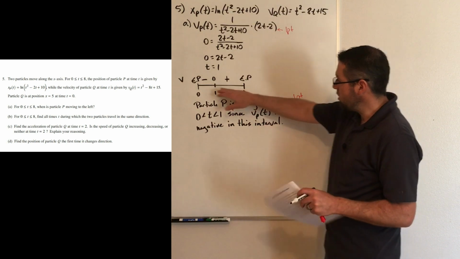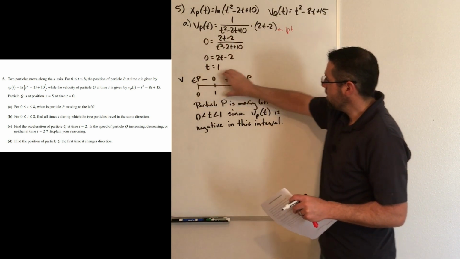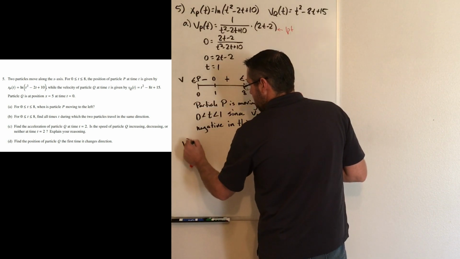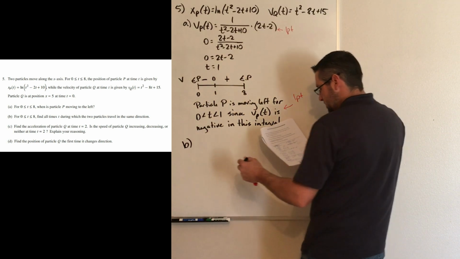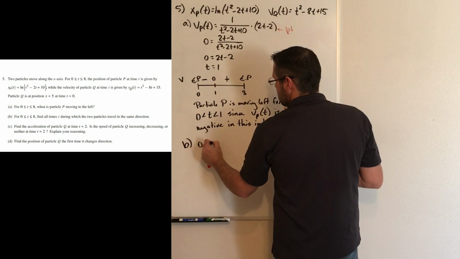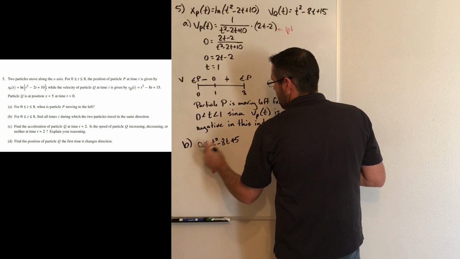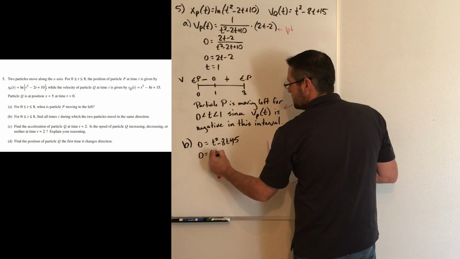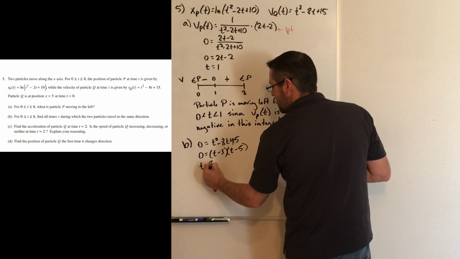And so we know the signs for the velocity of particle P are already known based on this number line. So basically, all we have to do is figure out the signs of the velocity of particle Q. So we're going to set particle Q's velocity equal to 0. So that'd be 0 equals t squared minus 8t plus 15. And then to solve that, we're going to go in factors. So you got 0 equals t minus 3 and t minus 5. Our solutions are 3 and 5.